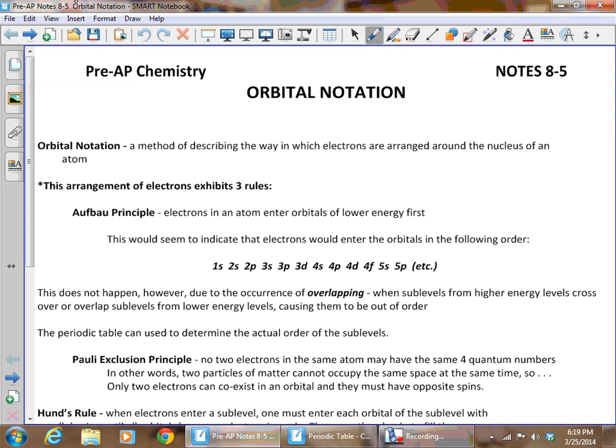Today we are going to talk about a way to show a structure of how the electrons are located around the nucleus of the atom. We call this orbital notation.